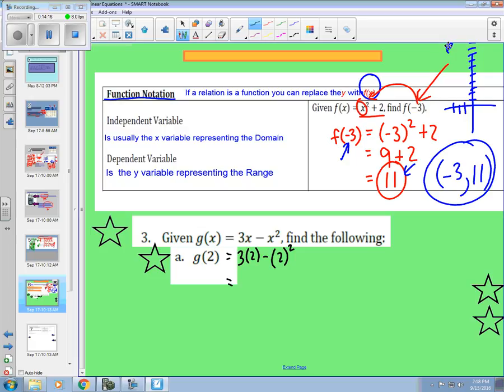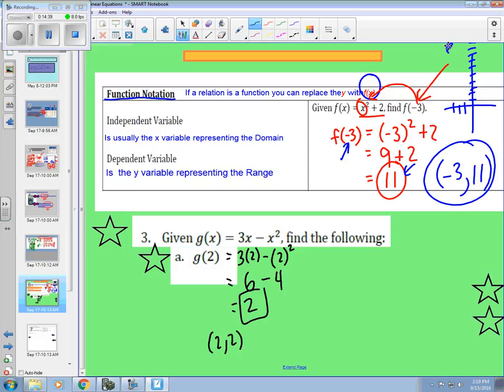Okay, follow order of operations. Do we have exponents? Yep, 2 squared, 2 times 2 is 4. Do we have multiplying? Yep, 3 times 2 is 6. If we subtract them, we get 2. So the answer is 2. Or another way of saying this is there's a point at the location 2, 2.